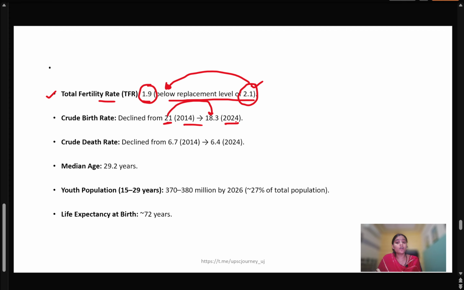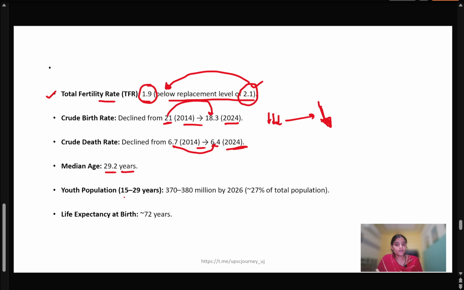Again, I'm talking about the crude death rate. The death rate has decreased, and at the same time birth rates are lower. Let's suppose only 3 births are there, but the deaths are only 1. So it means we are having a more aged population, because the death rate is declining from 6.7 to 6.4% from 2014 to 2024. And the median age is 29.2 years.